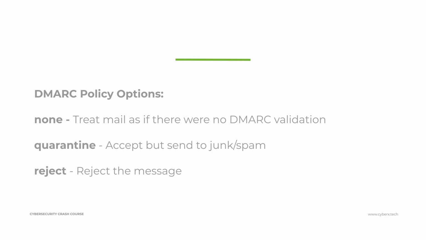And like we talked about briefly in our flowchart, there are a few options in DMARC for the sending organization to request. You could put no action, which would treat the mail as if there were no DMARC validation, and it will be up to the recipient server. You can quarantine, asking that they accept it, but send it to the junk or the spam, or you can ask that they reject the message outright. That is up to you how strict you want to be.